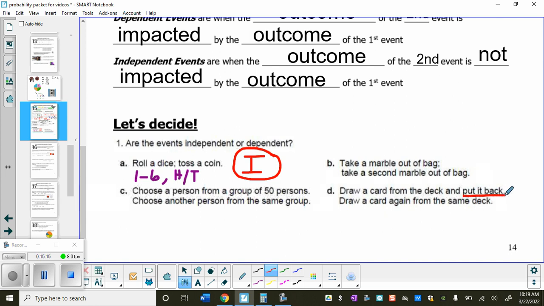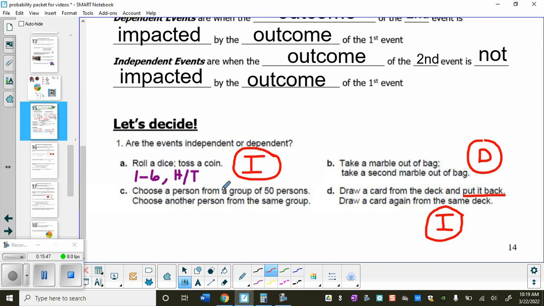And if you put it back, this is independent because you have not changed the deck of cards for that second draw. So back up here for B, since it doesn't say we're going to put it back, we can assume we do not put it back. Therefore, there's one less marble in the bag. So you have now changed the number of outcomes for that second draw when you're drawing the marble out of the bag the second time. So therefore, our denominator would change, and this is dependent.